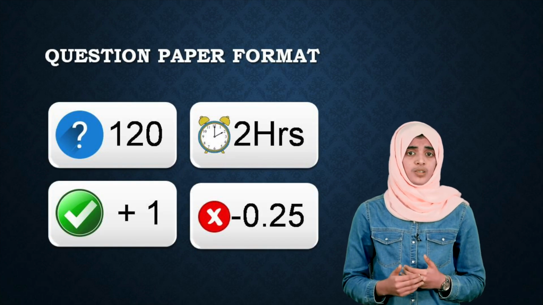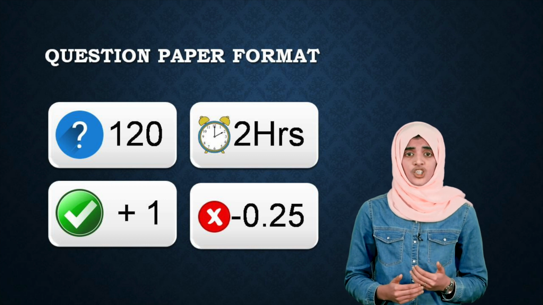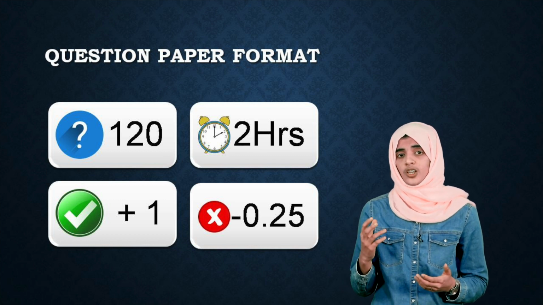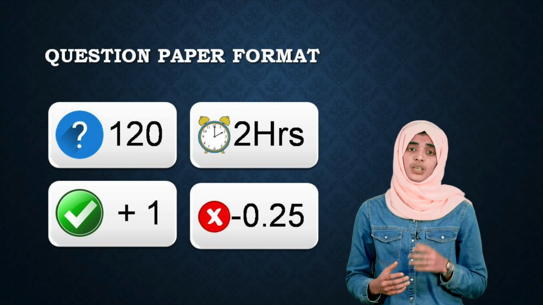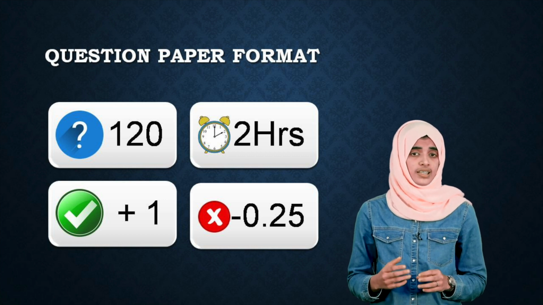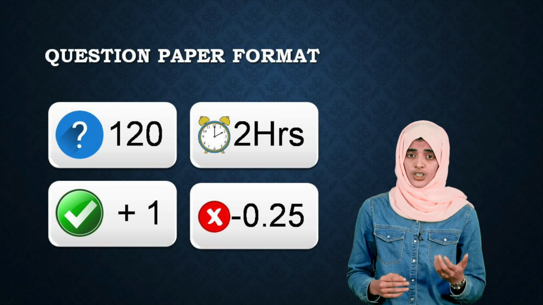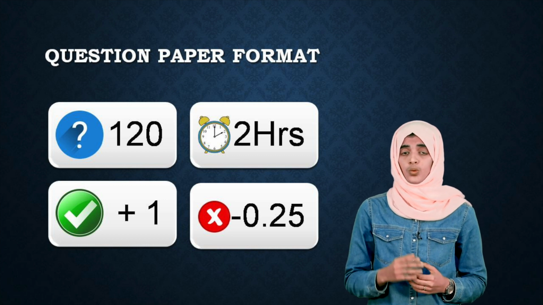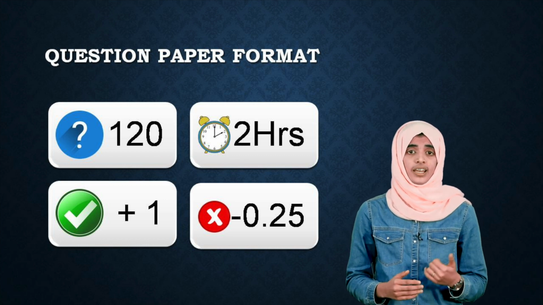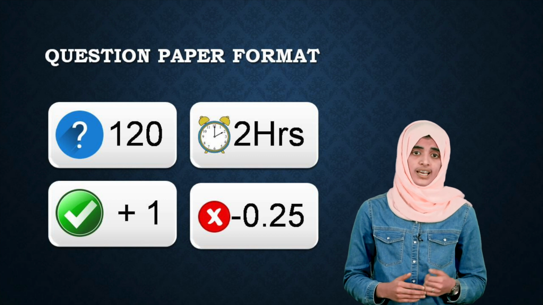Moving on to the question paper format. CLAT PG shall contain a total of 120 objective type questions which have to be answered in 120 minutes, that is 2 hours. And similar to CLAT UG, you shall be awarded 1 mark for right answer and a negative 0.25 mark for wrong answers.